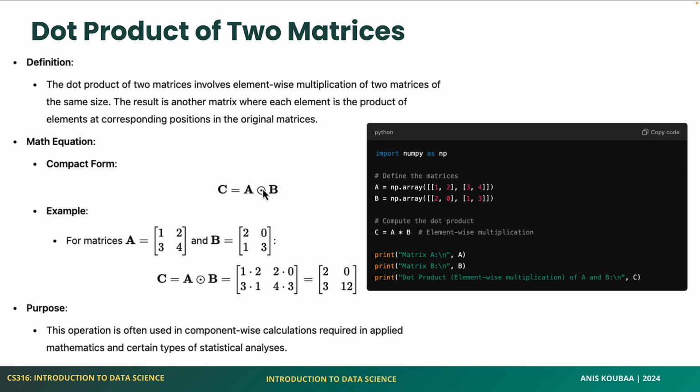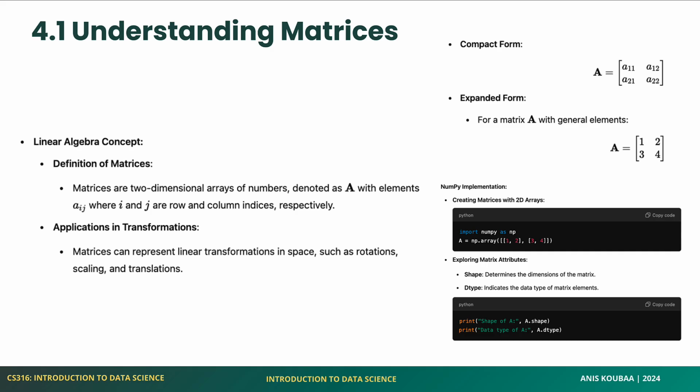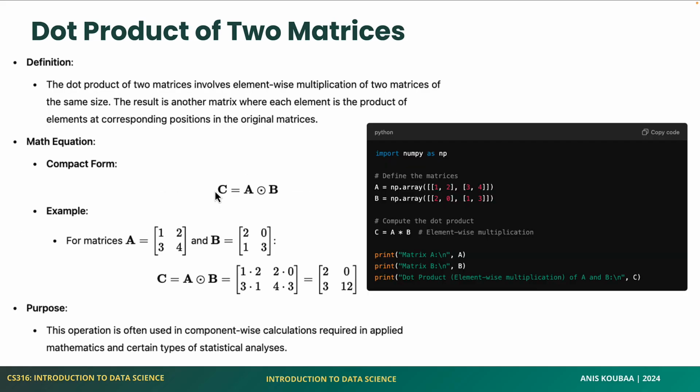So we use this operator, the dot operator with a circle, to represent the dot product, and here we use NP. So we can use the star or np.dot, like we used here in the dot product. So we can compute the dot product using np.dot, or you can use the star operator in Python. The star operator will make element-wise multiplication, which is equivalent to the dot product.